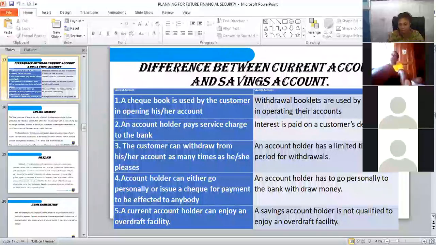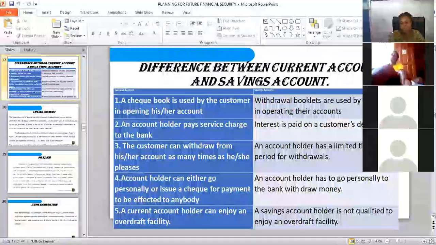But it's a short period, they deduct it. But for the savings account, the account holder is not going to enjoy any overdraft facility. So these are a few differences between the current account and the savings account.